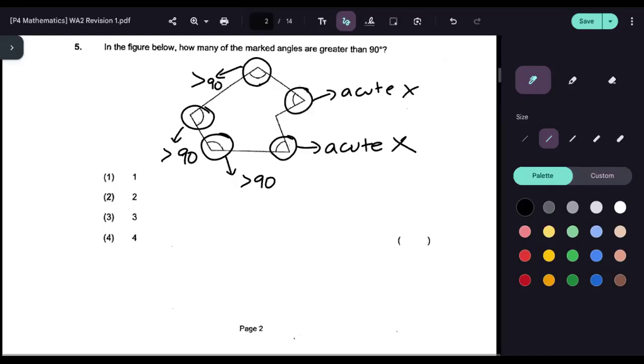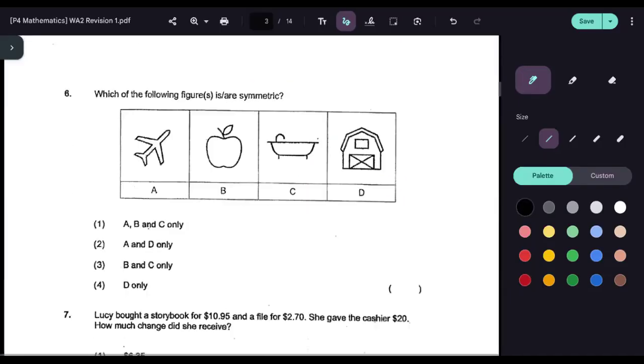Okay, how do you see? A tip I'll give you here. Rotate your paper. Okay, it will be easier for you. So answer, because they want more than 90, I have 3. Answer 3. Okay, let's go on to the next one.